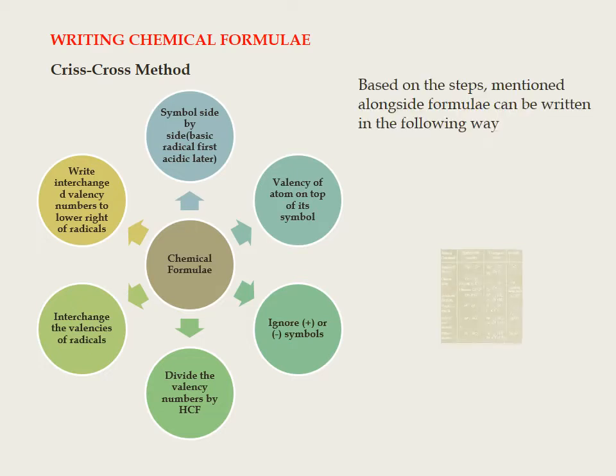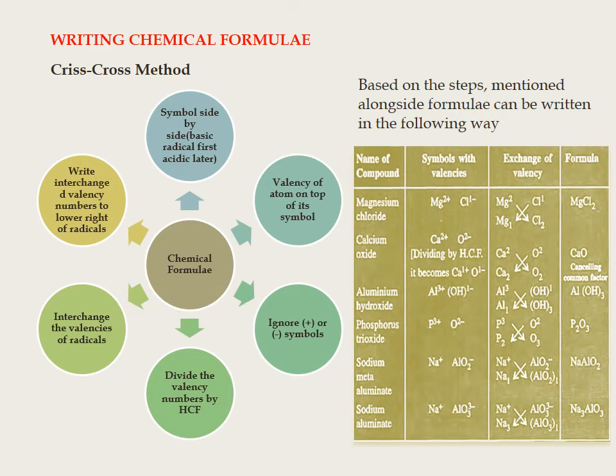The formula can be written in the following way. Name of the compound, symbols with valency and charge, exchange of valency, and formula. The compounds here are magnesium chloride, calcium oxide, aluminum hydroxide, ferric oxide, sodium metaaluminate, sodium aluminate.